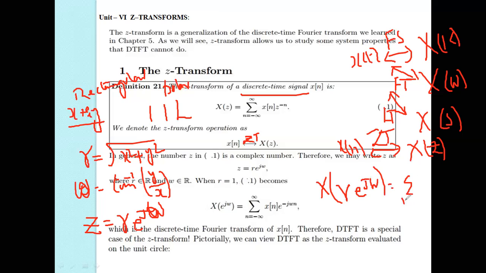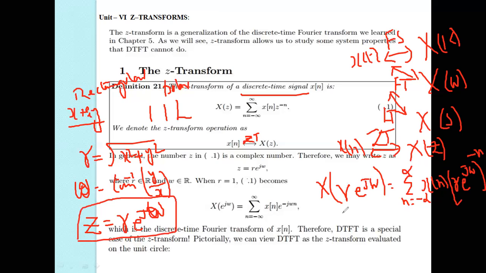the sum of n equal to minus infinity to infinity of x of n, and z, what is the z here? I'm taking e power minus j omega whole power minus n, replacing the z as r into e power j omega. Now assuming the magnitude is 1, magnitude r is equal to 1.